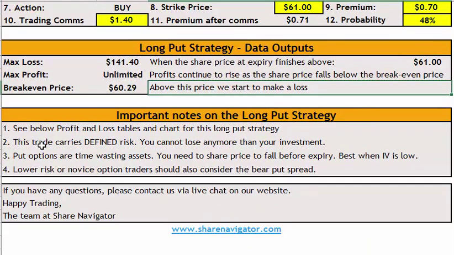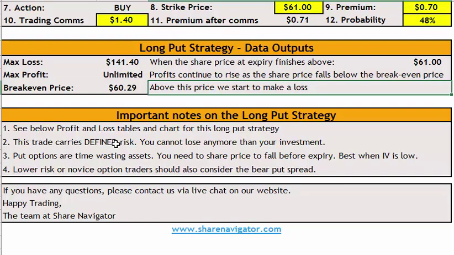And you can see here, we're saying, look at the profit and loss tables below. We're going to show you and go through that with you now in a moment. But we've also said that this trade carries defined risk. So that's important, especially if you're a beginner or a novice trader, because with option strategies, you can have defined risk trades or undefined risk trades.